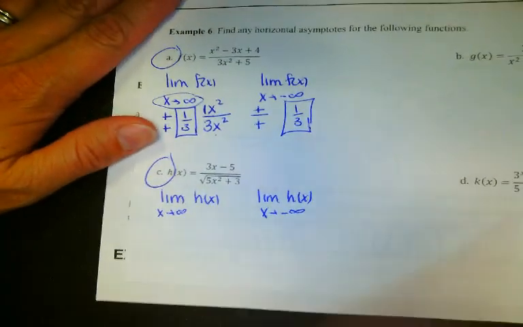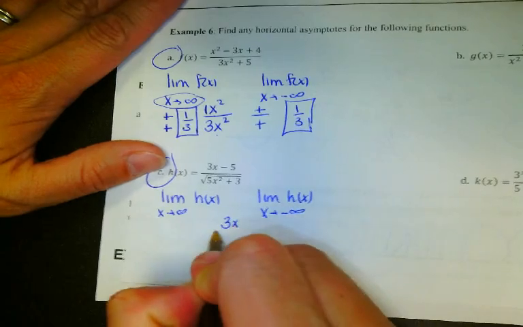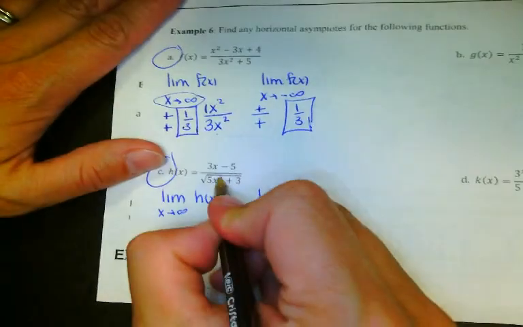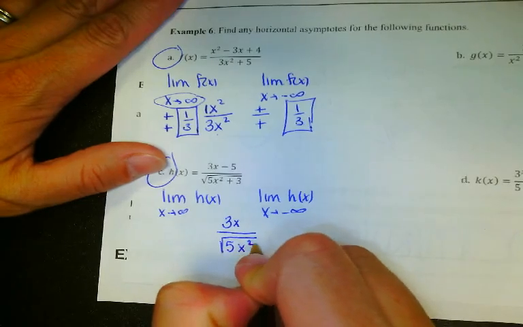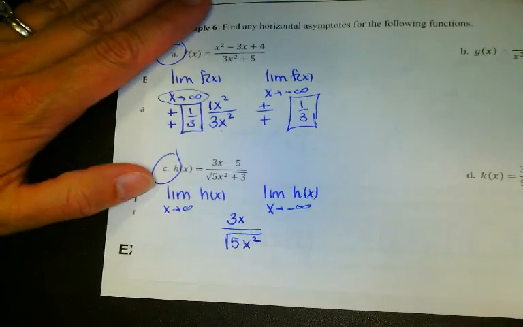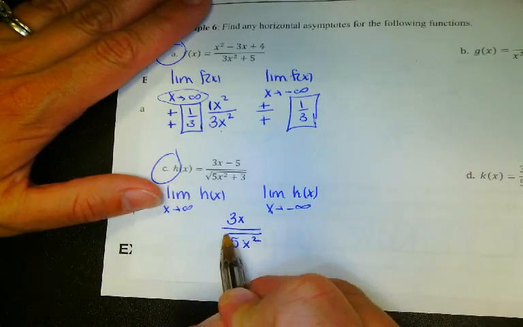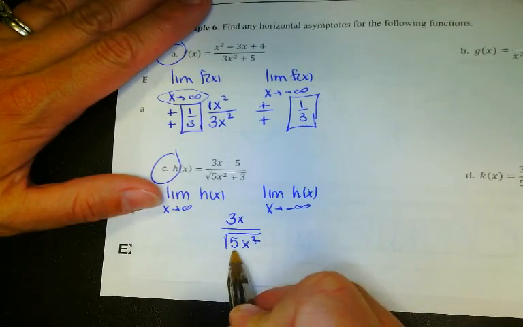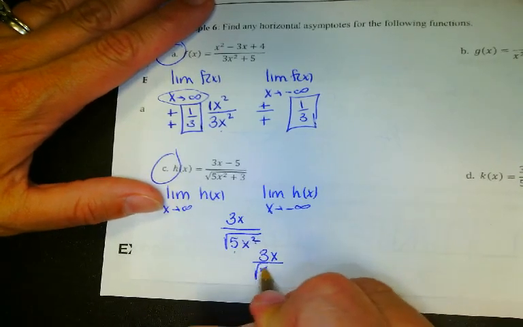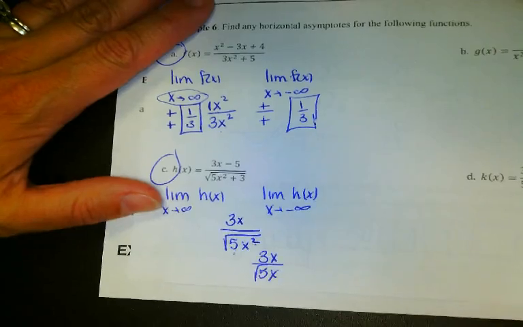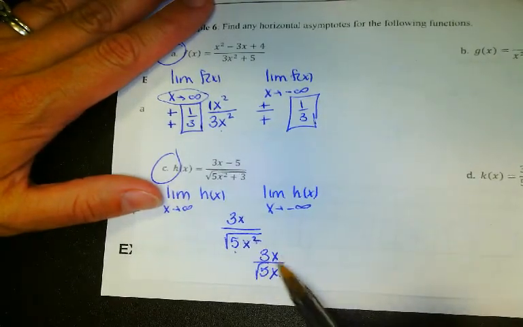On C, largest power on top is 3x. On the bottom is the x squared term, but it's in the root, so we're going to take that whole thing, root 5x squared. Okay, and then we'll try to simplify a little. Obviously, the square and the square root are going to cancel. Do we know the square root of 5? No, so we're going to leave it. We're going to say it's 3x over square root of 5x. Okay, because I don't know the square root of 5, but I do know the square root of x squared. Okay, so it has something to do with this.